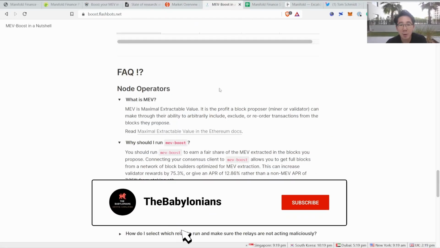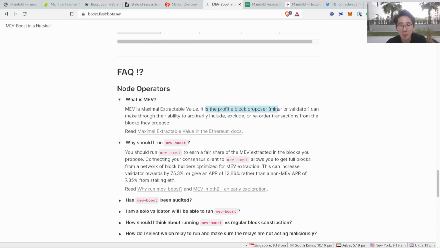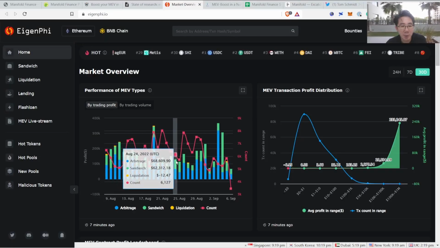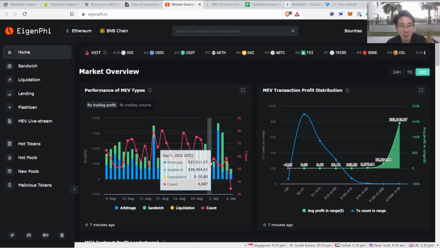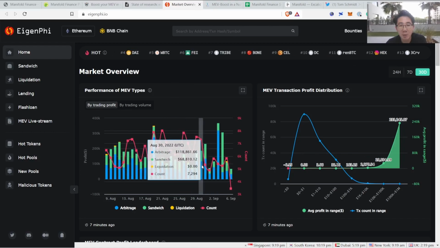Now before we go on to talk about Manifold Finance, here is what MEV is. MEV is maximum extractable value. It's the profit that comes from reordering transactions in the blocks they propose. Some examples of MEV are arbitrage, sandwich attacks, and liquidation. You can see that over the past few days they are making about $200,000-$300,000 from all these MEV profits.